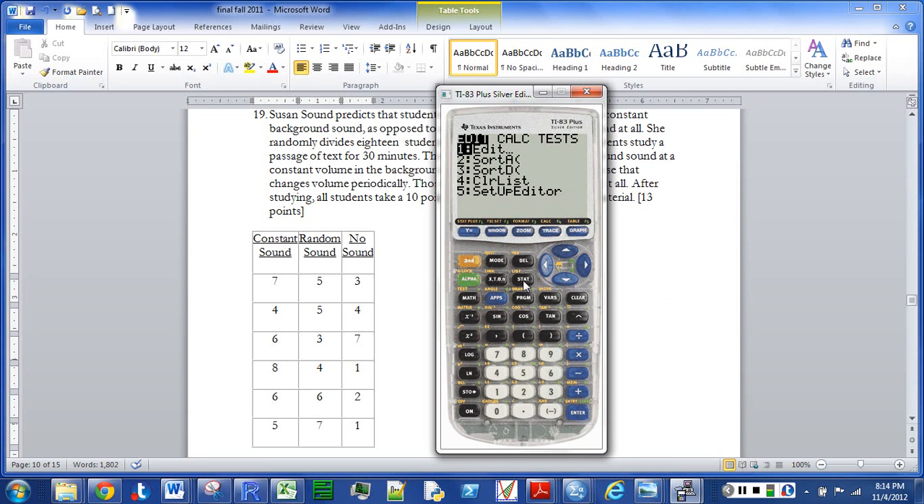So just briefly to review: Stat, Edit, put numbers into lists 1, 2, and 3. Stat, Tests, ANOVA, tell it where the data are at. You have 6 default lists in there. You can put more in there. Or I'll just say it's possible to put more in there.